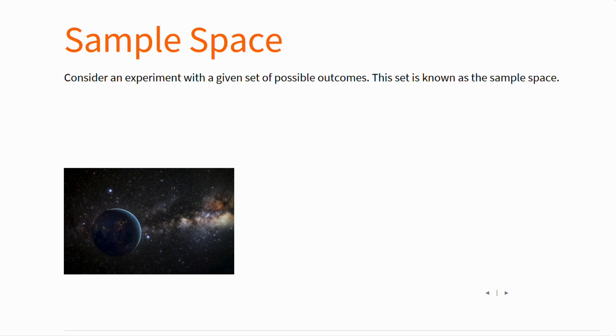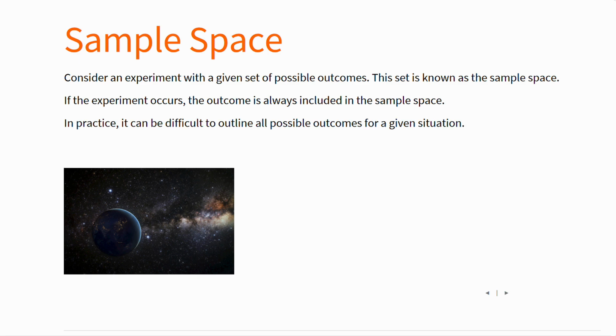Consider an experiment that occurs with a given set of all possible outcomes. This set is known as the sample space. Note the sample space is all-inclusive. The outcome relevant to the experiment must necessarily be in the sample space. In practice, it can be very difficult to outline all possible outcomes for a given situation, so a catch-all outcome is often used when none of the predicted outcomes occur. For example, if you explore space, you might travel around Earth, the Moon, Mars, or anywhere else. This anywhere else is a catch-all outcome.